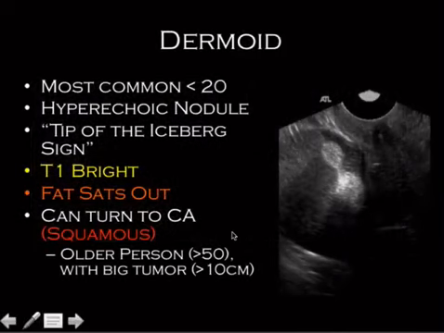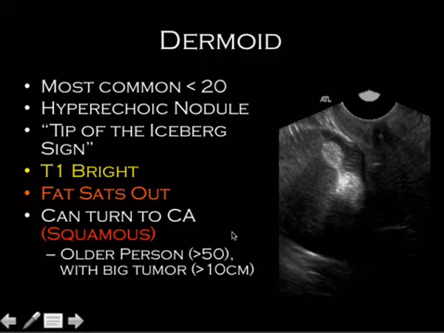So a dermoid is going to have fat in it, just like a dermoid in the chest, or a teratoma they call them in the chest. This is very common. It's the most common mass in the ovary in a patient under 20. It's T1 bright because it has fat in it, but the fat sats out. There is a small malignant potential for these, and it's a squamous. They can be bilateral.